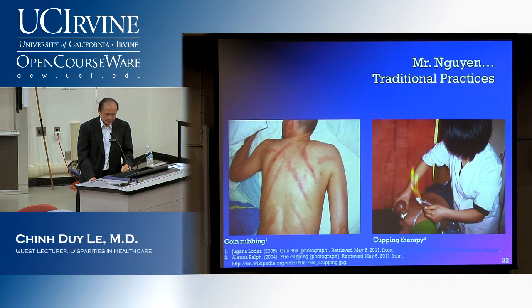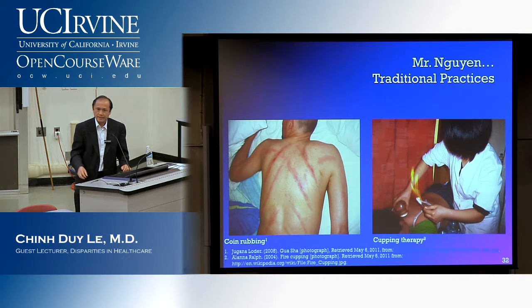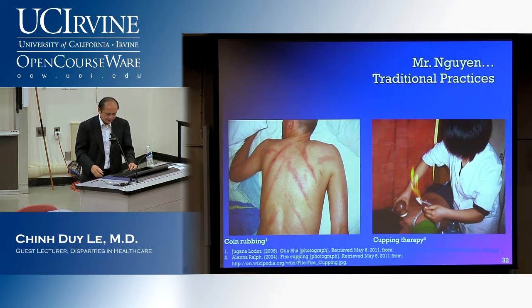A similar thing is cupping. They warm up the cup and then put it on the skin, and the vacuum created in the cup will pull the skin up. That is also a way to recirculate the energy flow in the body.